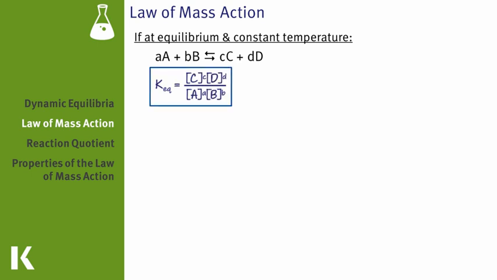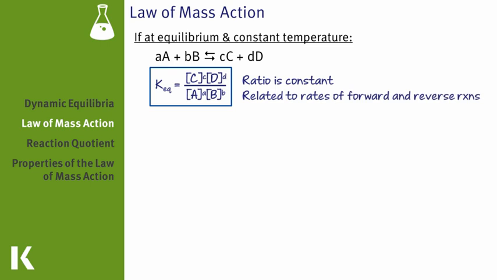The law of mass action states that if these scenarios occur, the equilibrium constant of that given reaction is equal to the concentrations of the products divided by the concentrations of the reactants, with each concentration term raised to the stoichiometric coefficient for each species. This ratio is of course constant when the concentrations of the compounds in the reaction are not changing. It is also directly related to the rates of both the forward and the reverse reactions.